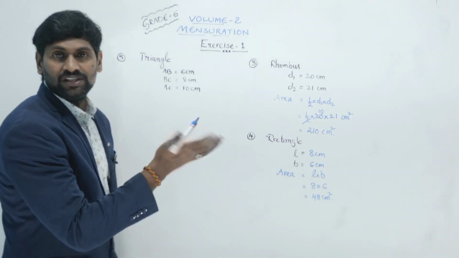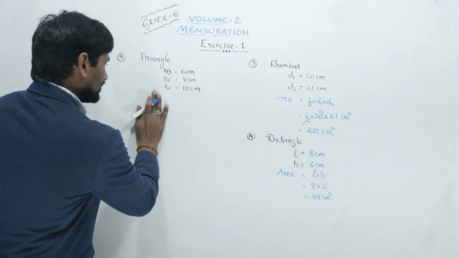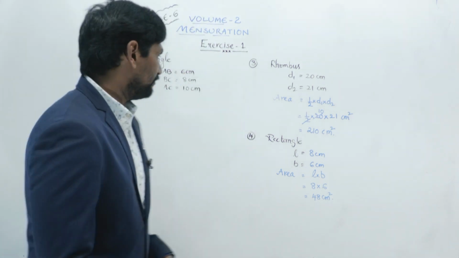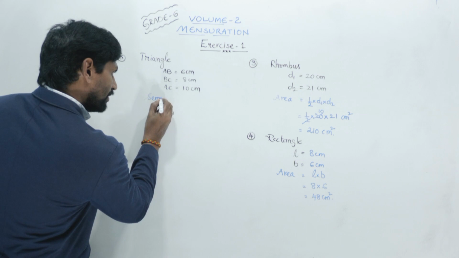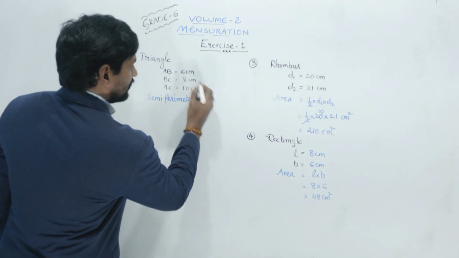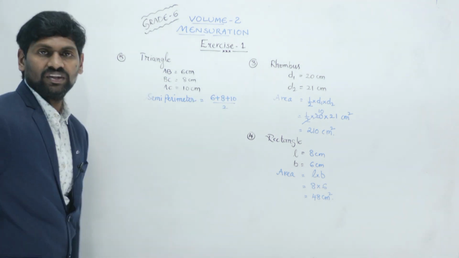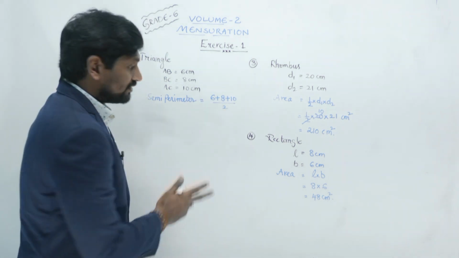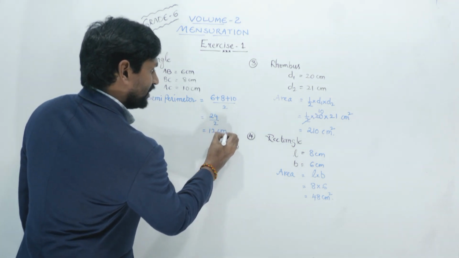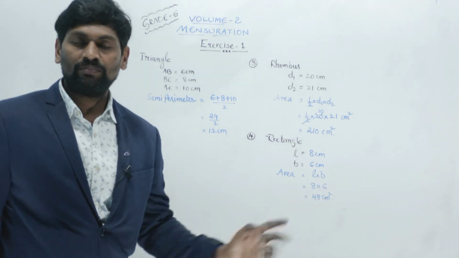Perimeter means the sum of all sides, right? Semi-perimeter means half of the perimeter. So I am writing the semi-perimeter equals the sum of three sides divided by 2. Okay? 6 plus 8 is 14, 14 plus 10 is 24, divided by 2, nothing but 12 centimeters is the value of the semi-perimeter.